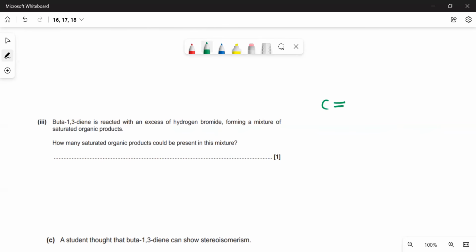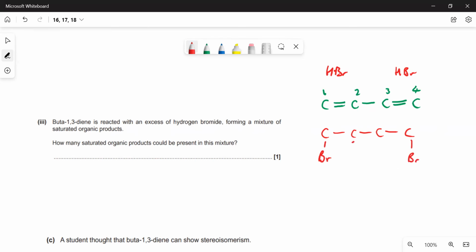Let's call the carbons 1, 2, 3, and 4. So HBr is going to react with that double bond and that double bond. And of course, the H or the Br can stick onto different carbons. So let's see one product we can have. Let's say that the Br has gone on that carbon and the Br has gone on that carbon. Of course, H has gone on that one and H on that one. So that's a possibility.